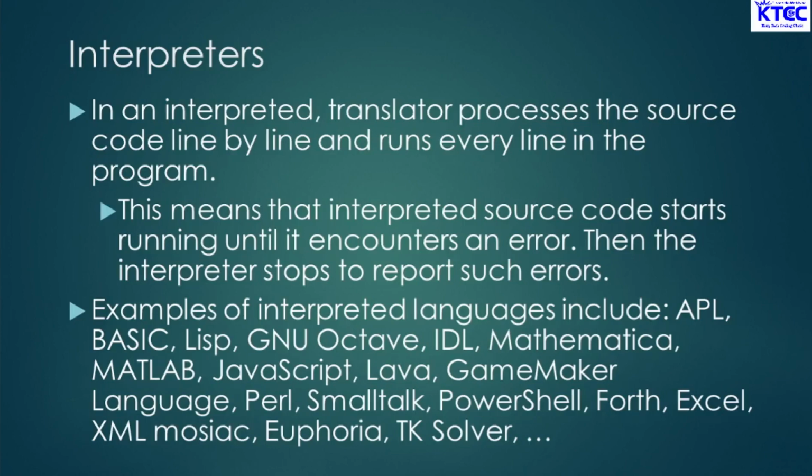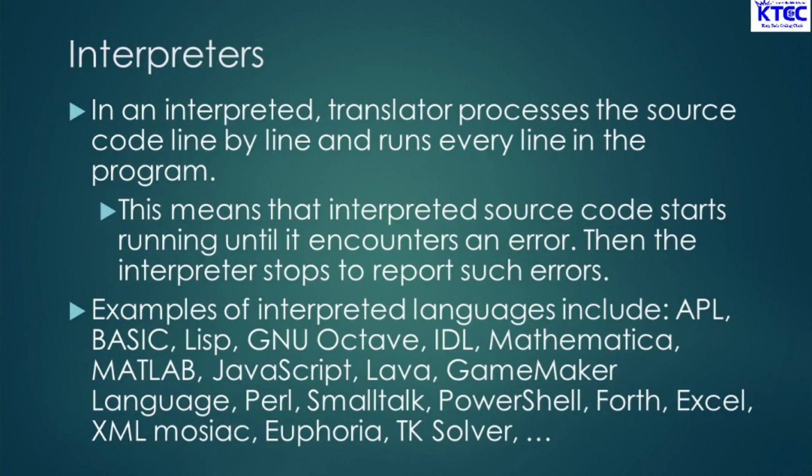So this means that the interpreter starts running the source code until it encounters an error. Then the interpreter stops to report such errors. Exactly what I'm talking about. It will start running. It will go to the first line, run it, come to the second line, run it. It will not stop until it detects a problem. And once the problem is detected, it stops there. It will prompt you to fix the bug, fix the error before it proceeds. So that is what the interpreter does.